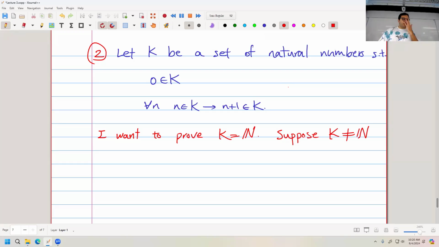If K is not equal to n, it means that there is a natural number that is not in K, right? So I can basically take the difference of the two sets. So I'm going to define a new set. Let's call it A. I define the set A as n minus K, so all the natural numbers that are not in my set K. Okay. Now, because I'm assuming that K is not equal to n, that's equivalent to saying that I'm assuming this set A is not empty.